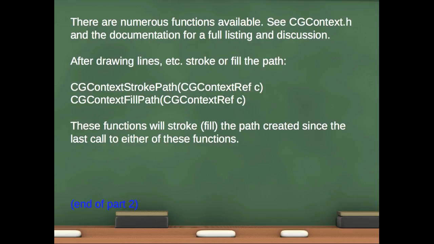But notice, we don't have to give it a path because it knows what the path is since the last time one or the other of these functions was called. So the path just keeps building. Every time we build a path, then we stroke the path or fill the path, and then we're starting on building a new path. So these functions will stroke or fill the path created since the last call to either one of these functions. So that's really it as far as drawing 2D graphics, as far as the discussion goes.